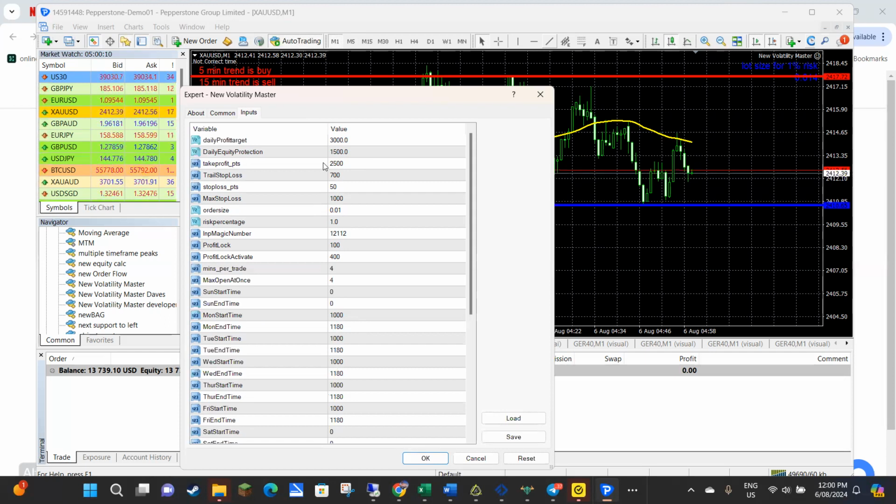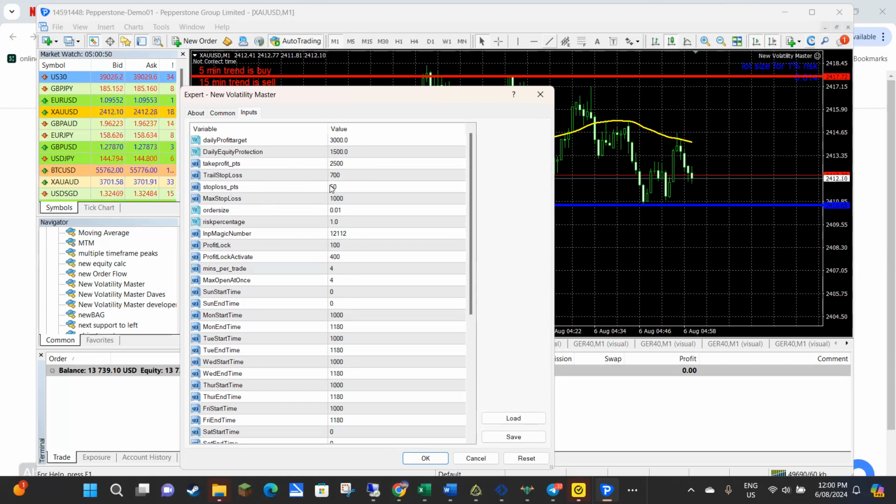Now, take profit in points. That's pretty obvious. That's just a simple take profit that gets set exactly, in this case, 2,500 points away from where the trade was placed. Trailing stop loss. A trailing stop loss is simply a stop loss that will, once your trade's in profit, trail along behind to lock profit in. You can find plenty of info anywhere you like about exactly what a trailing stop loss is, but this is exactly that, so it shouldn't be too confusing.